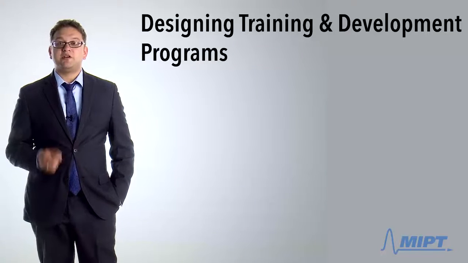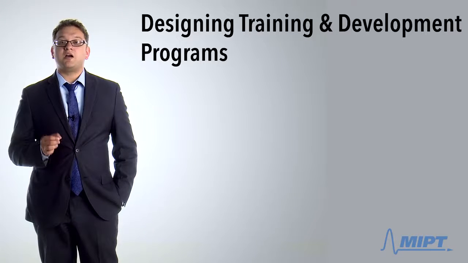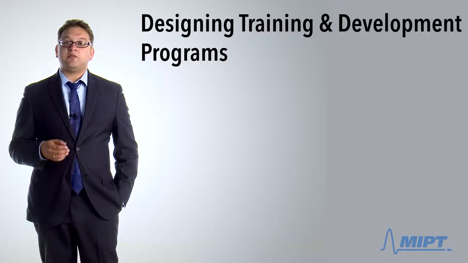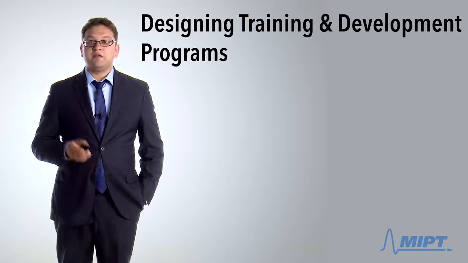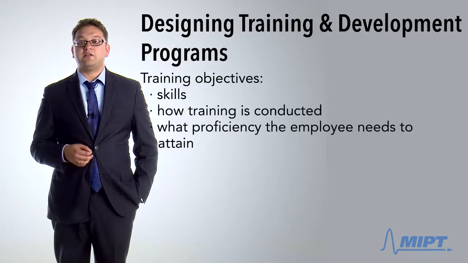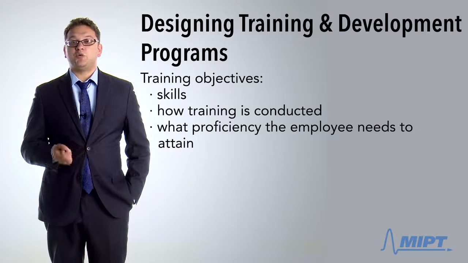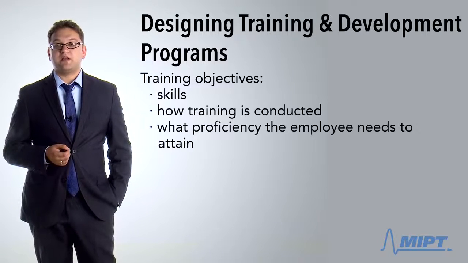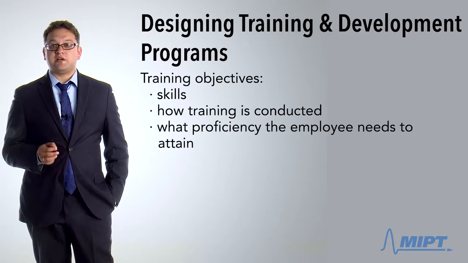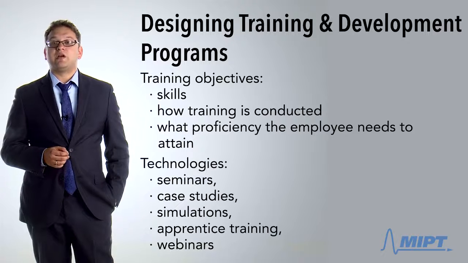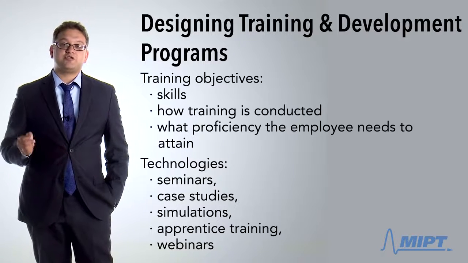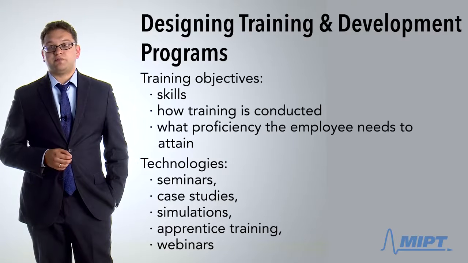At this stage, you need to decide what kind of employees by role or function you're training and what they need to learn. This includes skills, how training is conducted, what proficiency the employee needs to attain. Depending on the audience and learning objectives, you select learning technologies. That includes seminars, case studies, simulations, apprentice training, webinars, and so on.